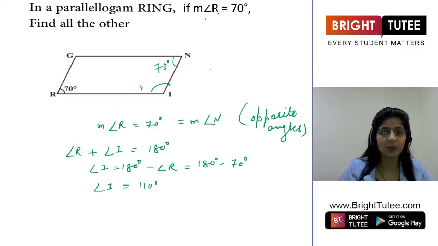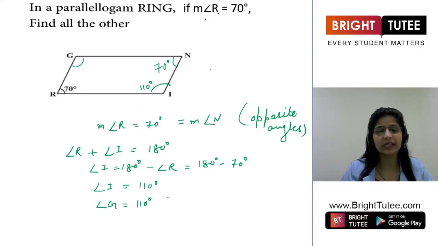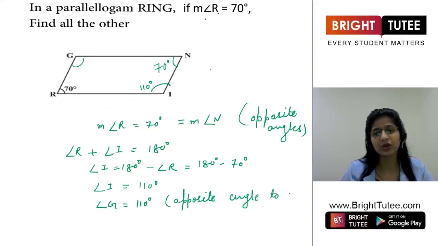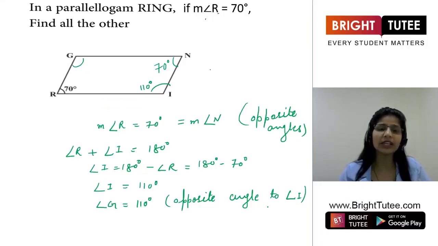So here I am writing 110 degrees, the measurement of angle I. Then what about angle G? Angle G will also be equal to 110 degrees, being the opposite angle of I, right? So I'll write just opposite angle to I. So this is how we have found out all the four angles. You can add them and can satisfy the property that the sum is 360 degrees, right? So knowing the one angle, we can find all the other angles using the properties of parallelogram.